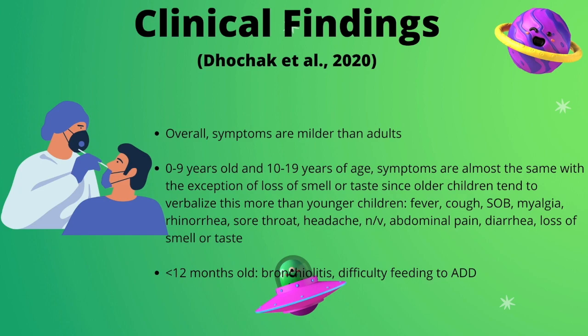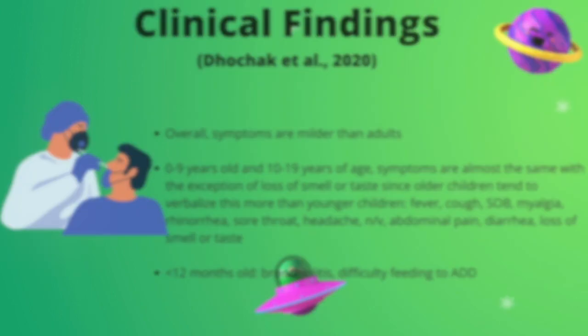And for someone who's less than a year old, also look for bronchiolitis and difficulty feeding, to add along with the rest of the findings. They don't need to have all of them, but with 1 or 2, always suspect COVID-19.